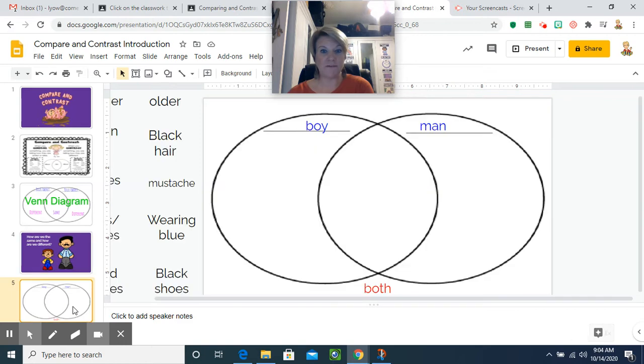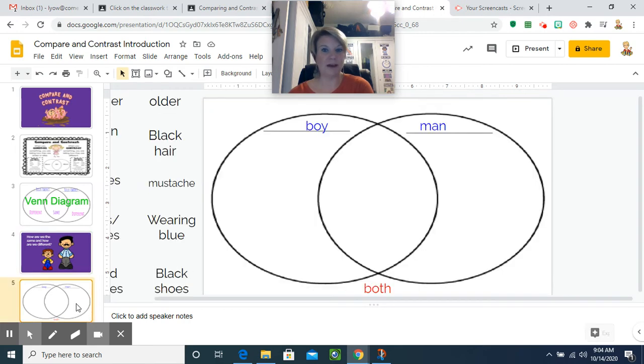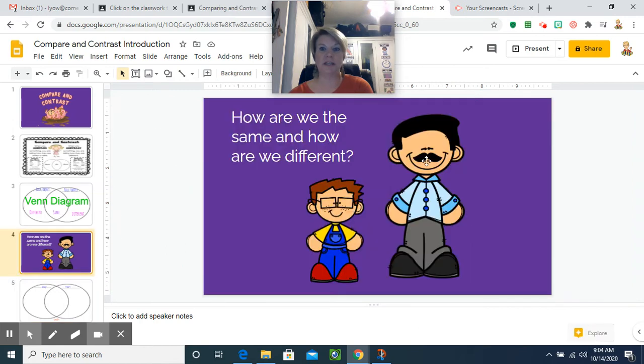So let's look at my Venn diagram. This is a boy and this is a man. On my Venn diagram, in my first circle, since that's the first picture, I have put boy to show that these things are going to be about the boy. In my second circle, I typed man because these things in this circle are going to be about just this man.